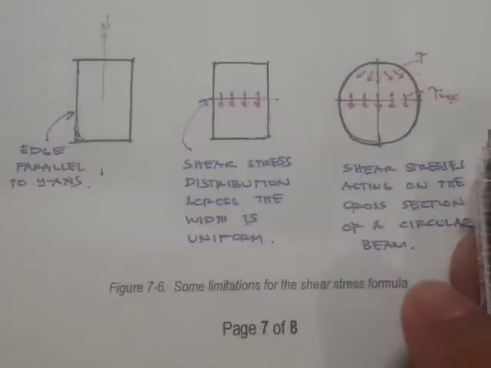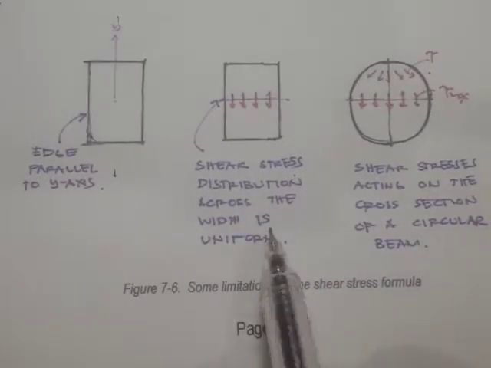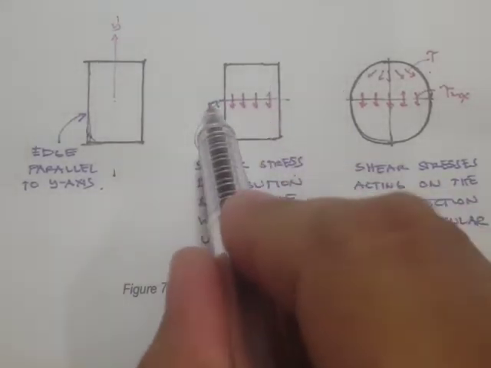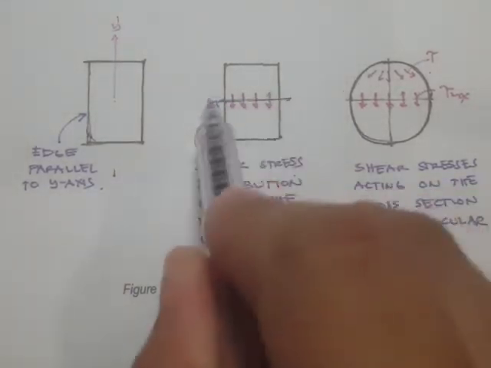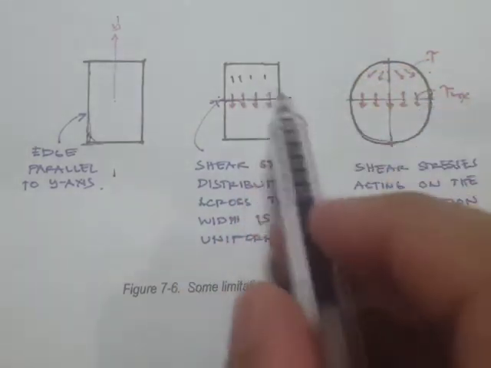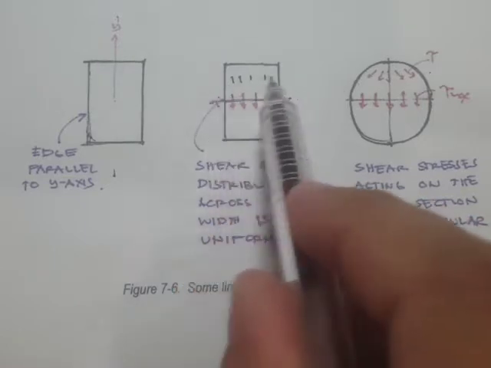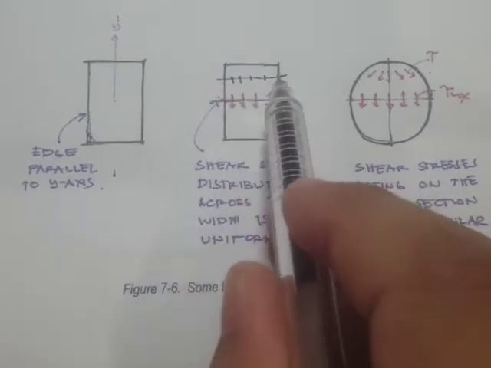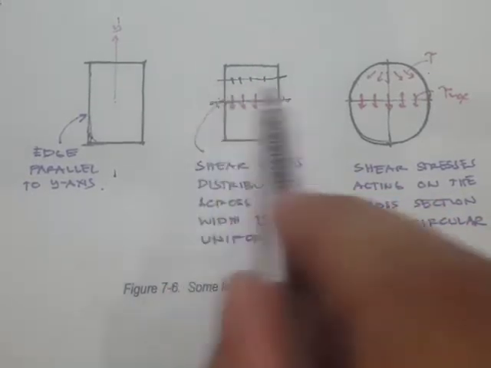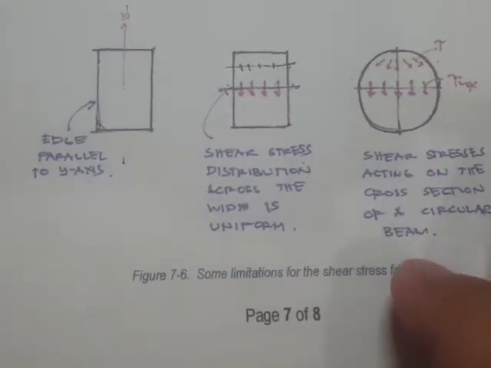Another one is that the shear stress distribution across the width must be uniform. What that means is that in this width, the shear stresses here must be uniform. So if here's our shear stress at this width, then all of the shear stress here must be uniform, or the shear forces.